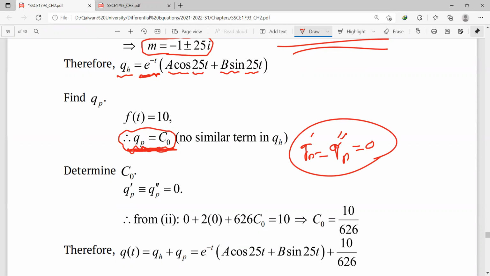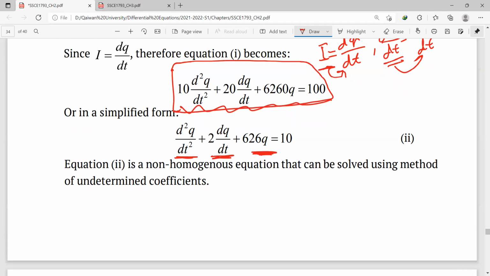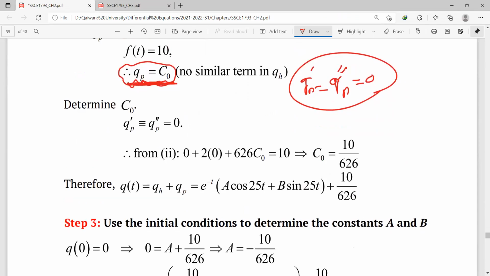And Q is C0. That means here we replace Q by C0. If we replace Q by C0, these are 0. And we get 626 times C0. 626 C0 equals 10. So C0 is 10 over 626. That's the particular solution.